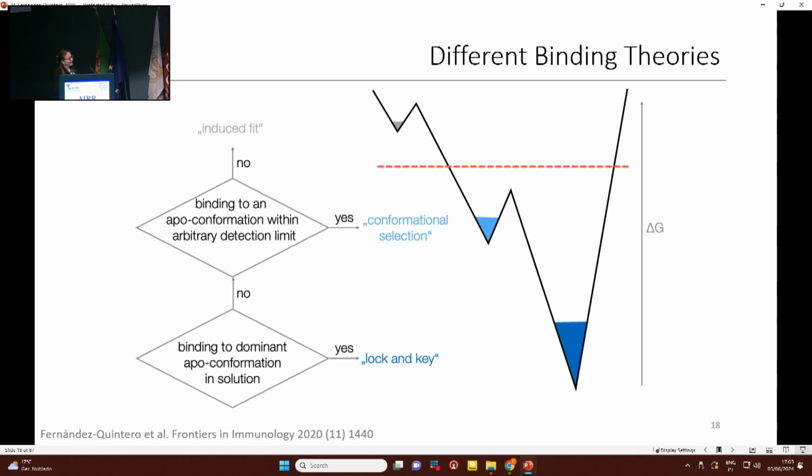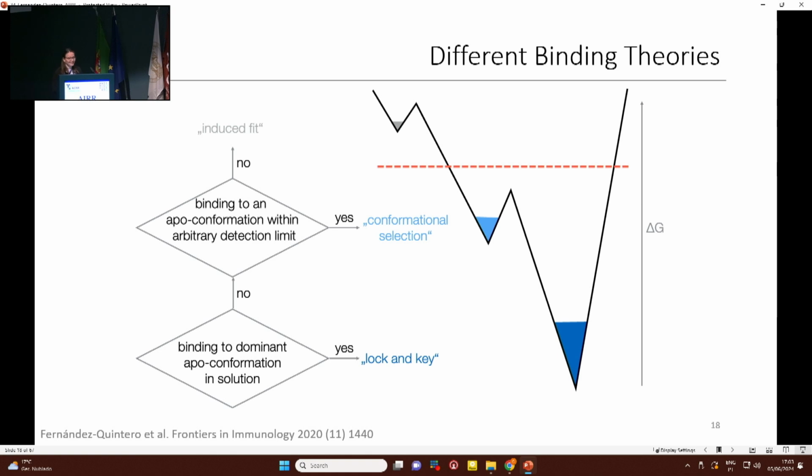If you bind to a dominant apo conformation in solution, you would call it lock and key. If you bind to an apo conformation within an arbitrary detection limit, and if your structure pre-exists in solution without the presence of the antigen, you would call it conformational selection. And if the binding competent conformation is not there beforehand, you would call it induced fit.